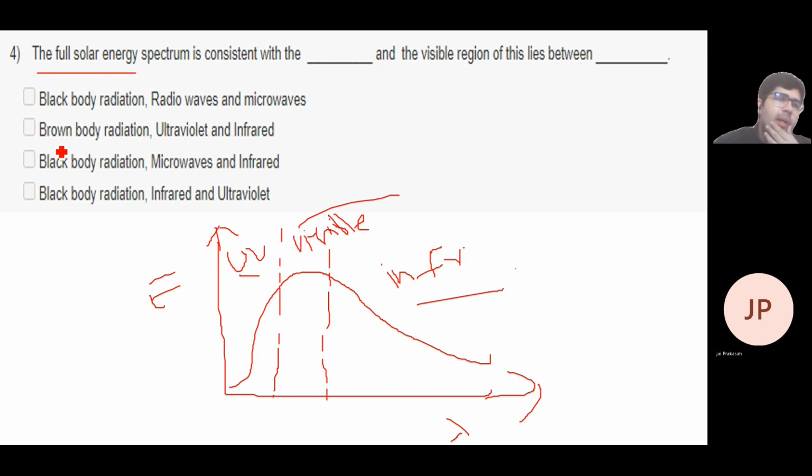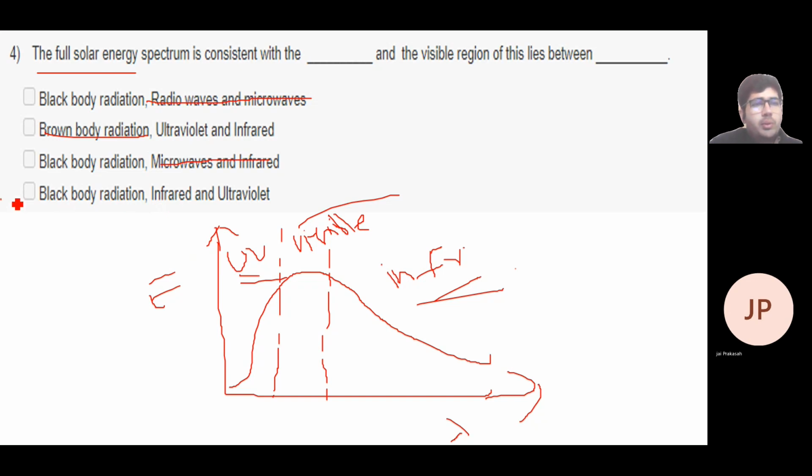So check the options. The first option is black body radiation. It can be correct. And for the visible region of this, it lies between radio waves and microwaves. No, it cannot be correct, because we know the visible region lies between the UV and infrared region. Second is brown body radiation. No, because it's black body radiation. The next option is ultraviolet and infrared. It's correct, but the radiation part is not correct. Again, black body radiation, micro infrared radiation. So this is not correct.